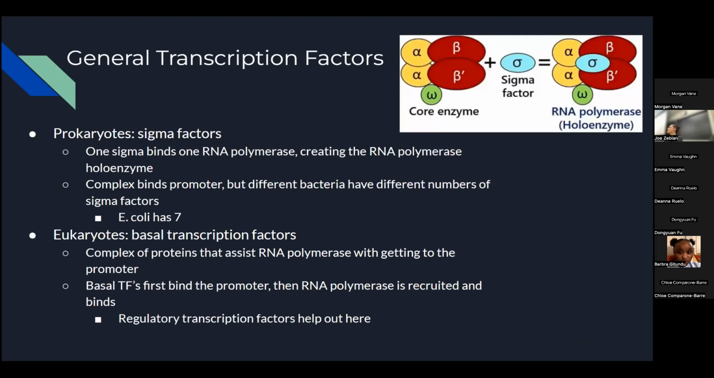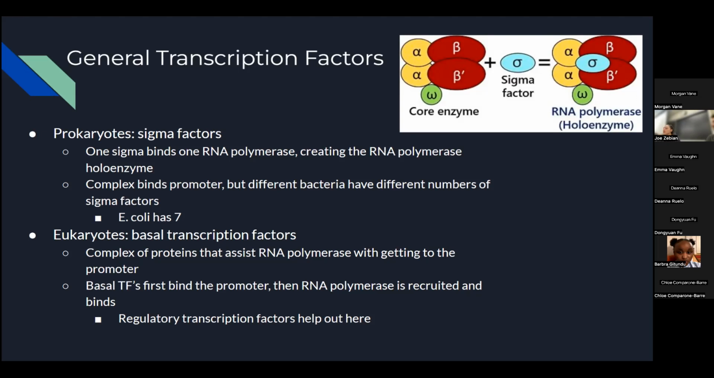So general transcription factors. In prokaryotes, these are called sigma factors, as we see in our lac operon example. One sigma binds one RNA polymerase and creates the RNA polymerase holoenzyme, which you can see up in the top corner. And this complex binds a promoter, but different bacteria have different numbers of sigma factors. E. coli, for example, the lac operon has 7 different sigma factors.